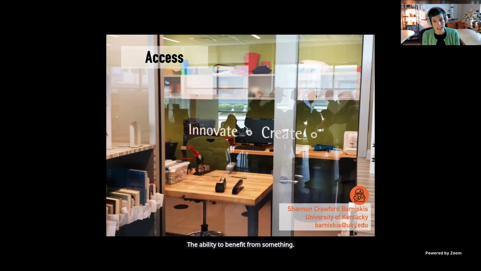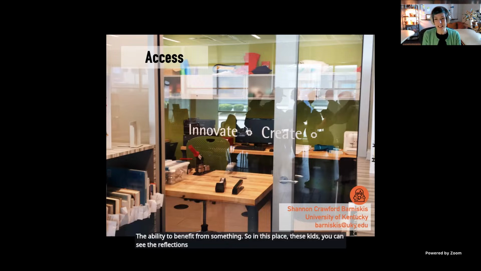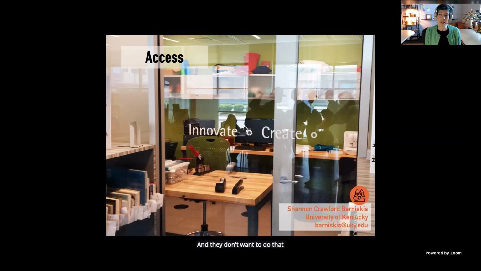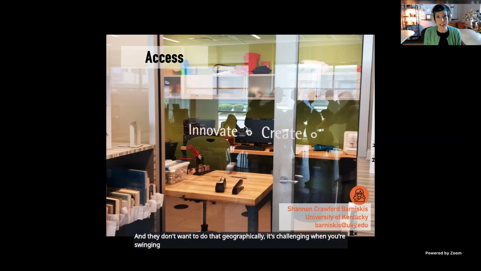So in this place, these kids, you can see the reflections, I hope, in the window on this image. There are about 50 kids waiting outside. They can't go inside that space because they don't have a parental permission form signed. The parents have to come into the library to sign that form, and they don't want to do that. Geographically, it's challenging when you're swinging through this library to pick up your kid after school. Those parents aren't coming in, so no one is in the makerspace. There is no access.